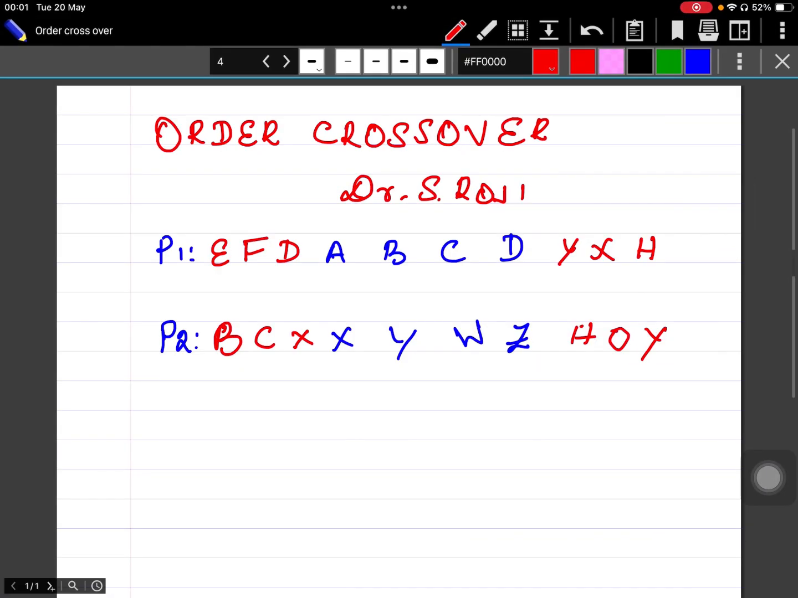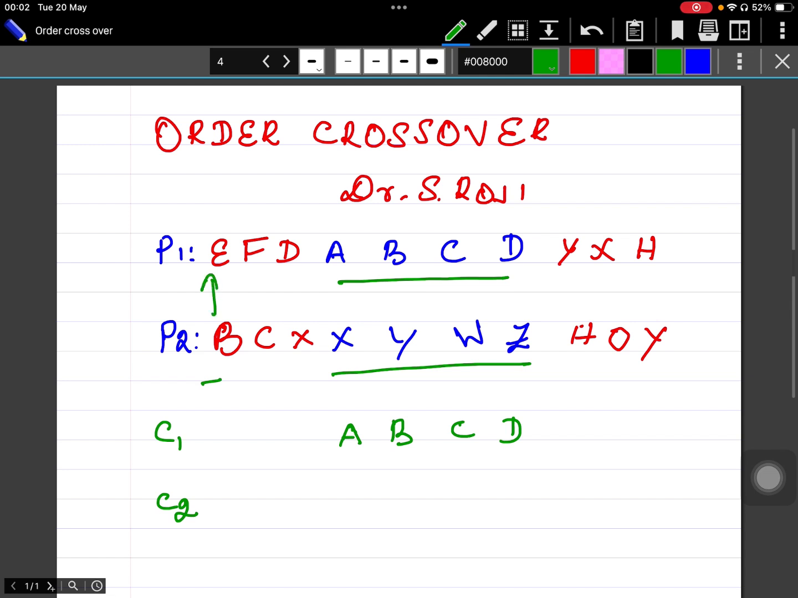In this order crossover, we are given two parents, P1 and P2. We will be asked to generate two children, C1 and C2, and the condition given is that these segments should be retained. So I'll start with the first one. I'll write the segment which has to be retained as such: A, B, C, D. Now we have to start writing from the second one. For example, I have B here, but B is already present in my segment. So instead of B, I should write E.